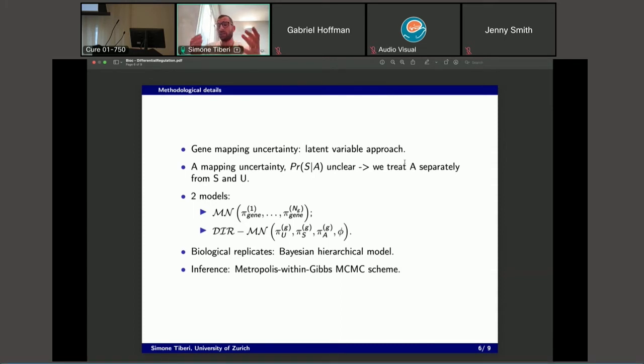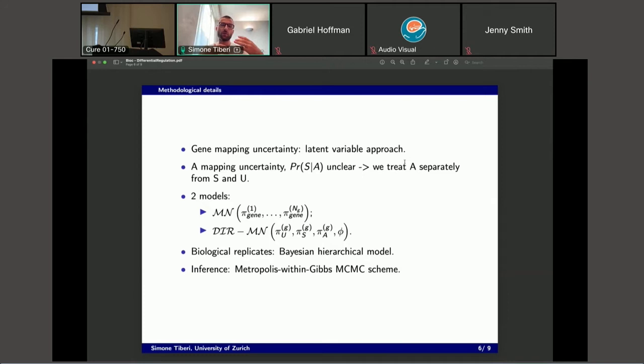And so instead, we decided to treat these ambiguous reads separately. So instead of working with a bivariate vector, which is what happens in biology, obviously, spliced and unspliced reads, we work with a trivariate vector where you have spliced, unspliced, but also ambiguous reads, which are treated separately.